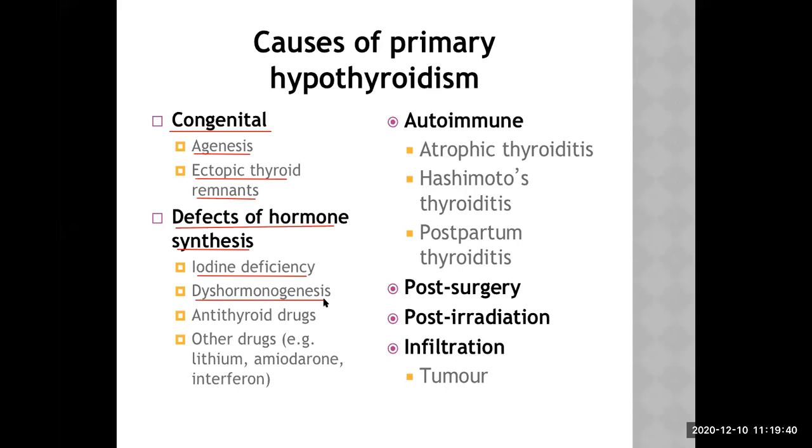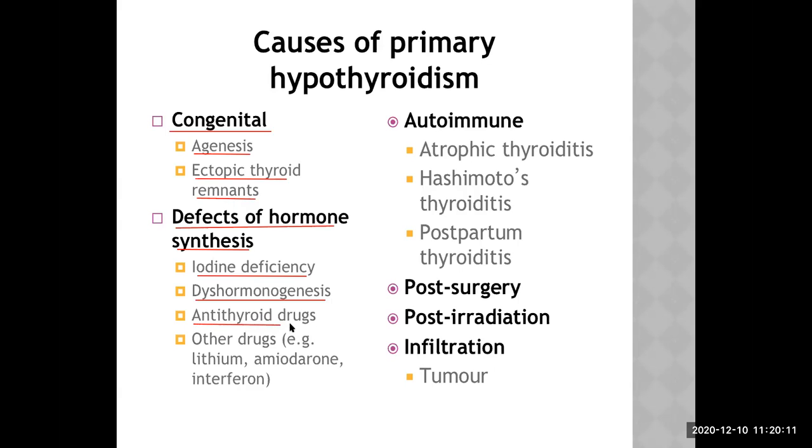Dyshormonogenesis. The hormone is not synthesized properly, probably because of lack of a certain enzyme. So what is the name of one important enzyme associated with thyroid hormone synthesis? Yes, thyroid peroxidase. Excellent. Thyroid peroxidase, TPO. Never forget that name because we are going to talk about that later on.